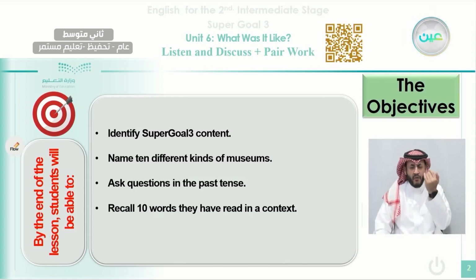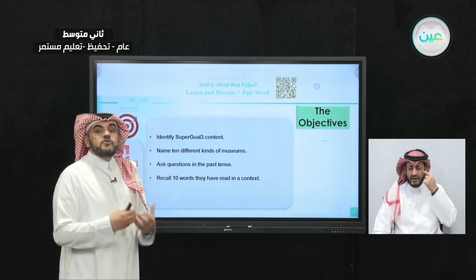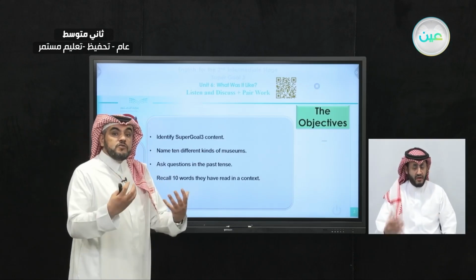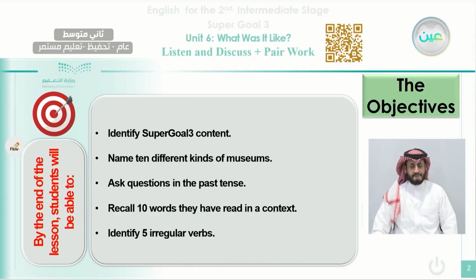We have context in this lesson. We will ask you at the end of the class to check how much you achieved, how much you gained, how much you received from these words. Also, the student will be able to identify 5 irregular verbs.